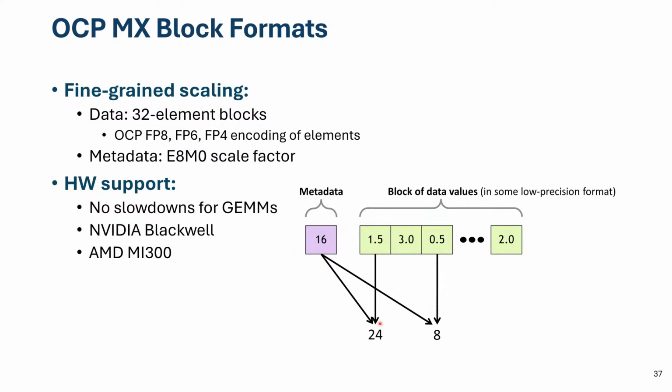So 1.5 turns into 24, 0.5 turns into 8, and so on. But now, like I said, granularity is fine. It's 32-element blocks, and hardware has support for that. So technically, there's no loss in speed when you do math now on these vectors. But you do need newer hardware for that.